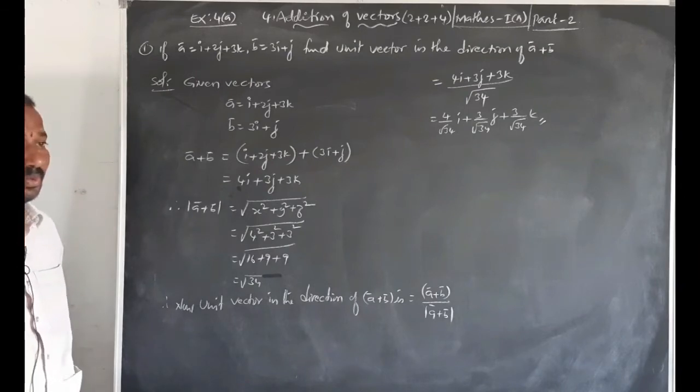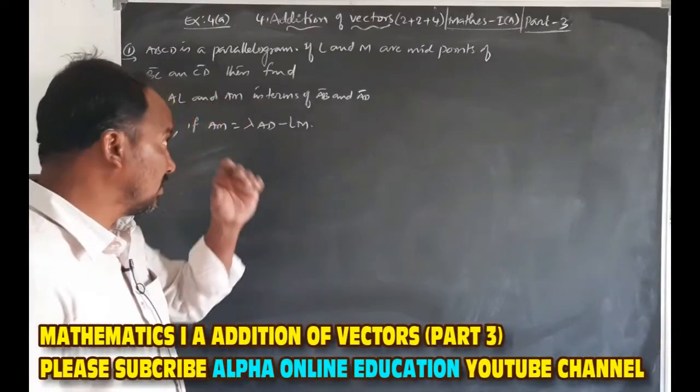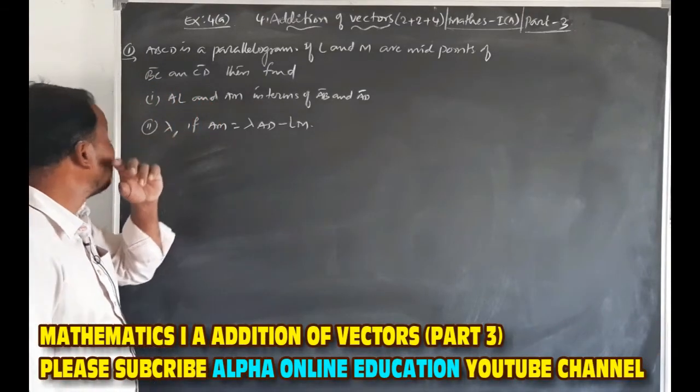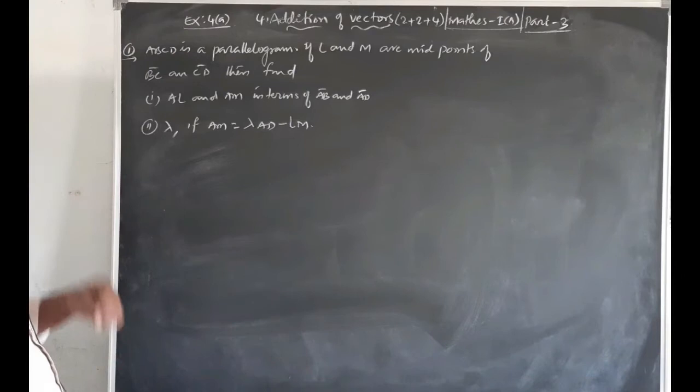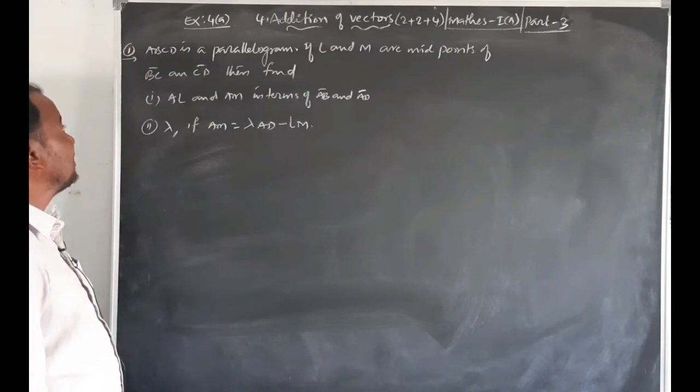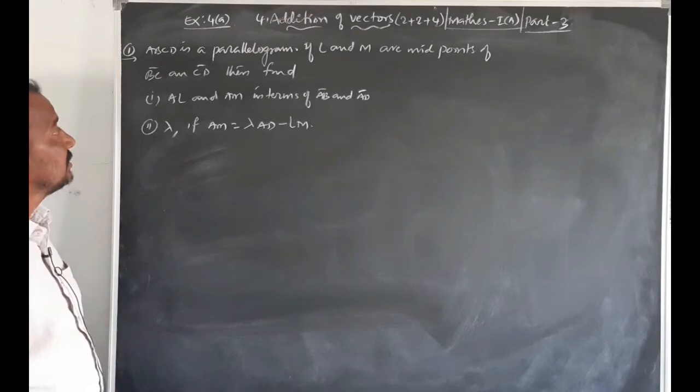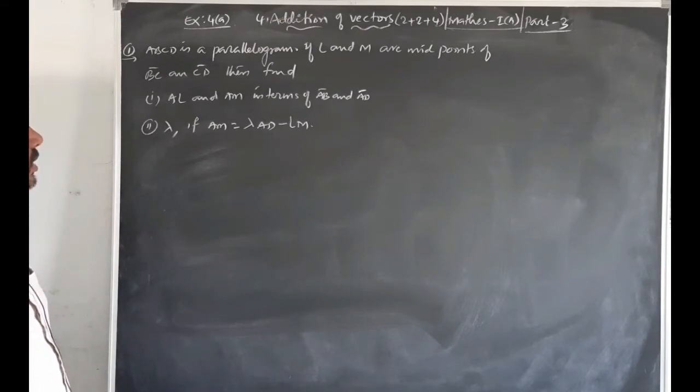Most important, 2 marks. So, addition of vectors, part 3. First exercise, first problem: ABCD is a parallelogram.